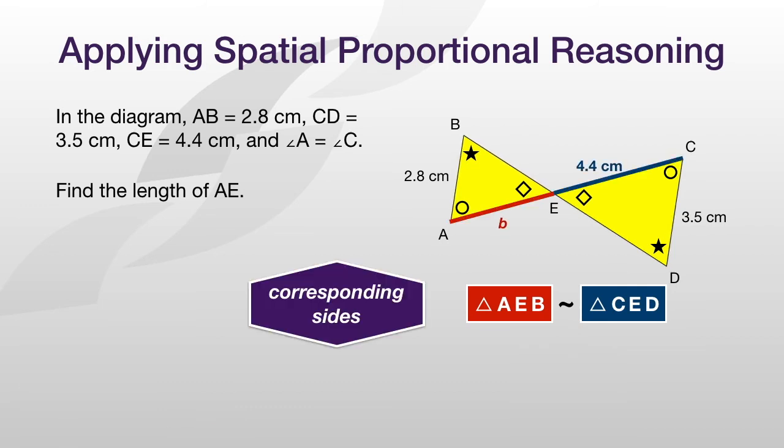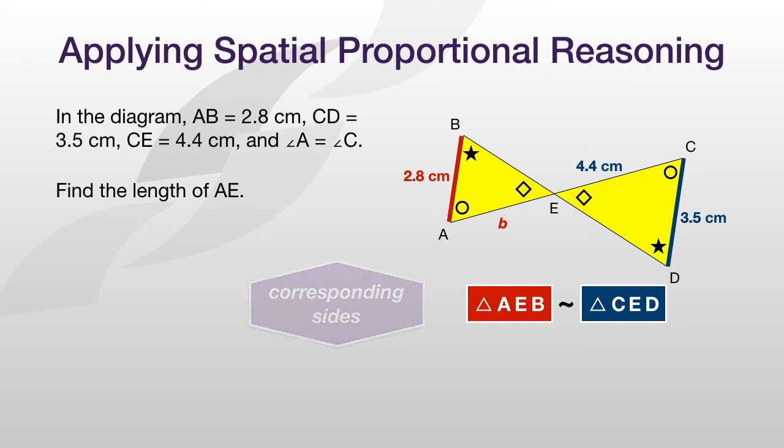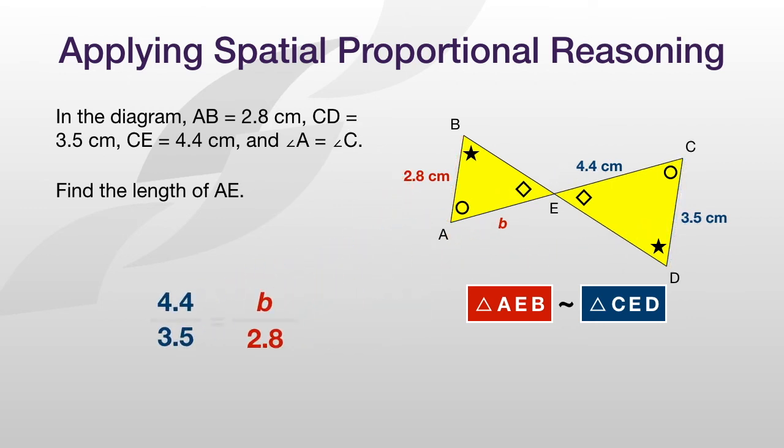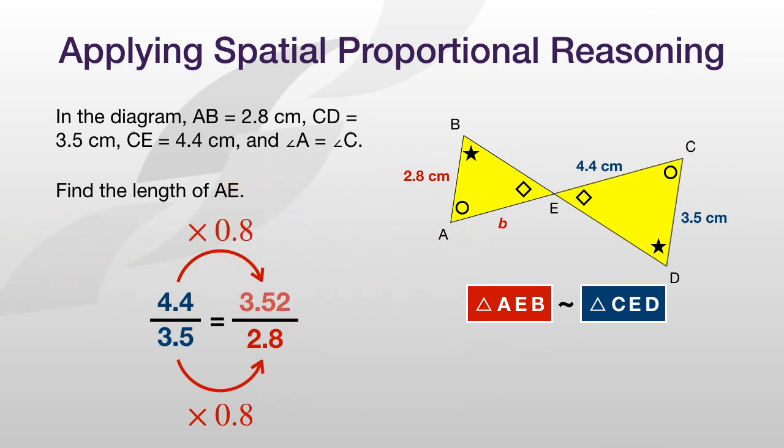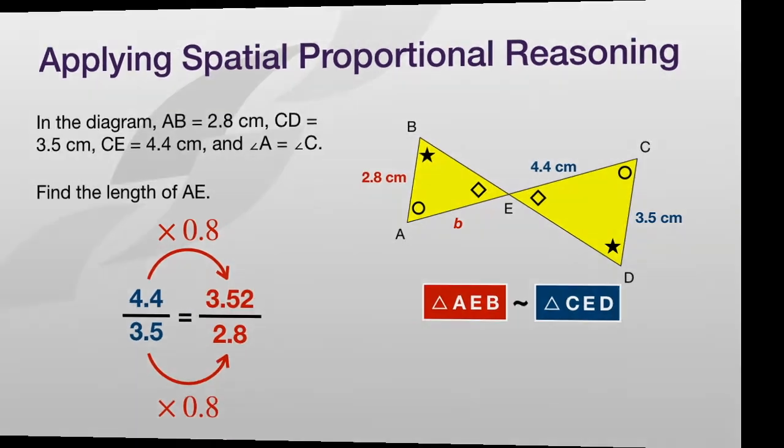Side AE, labeled lowercase b, corresponds to side CE. Side AB corresponds to side CD. The corresponding sides of similar triangles are proportional. The scale factor between the two triangles is 0.8. Applying this to the numerator gives a value of 3.52 for side B.